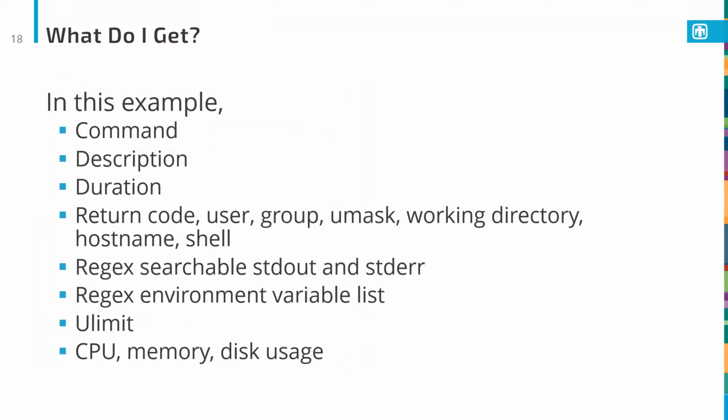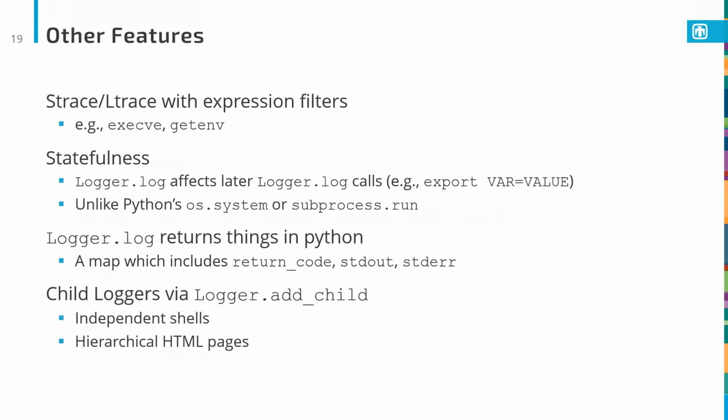So basically what I showed was how you could use the Logger to generate an HTML file that gives you command description, duration, and a whole bunch of other diagnostic information in case something was to go wrong. But there are a few features that I didn't have time to cover for the sake of time. For example, if you want to figure out what programs the make command was launching, then you could strace that make command with the execve expression filter.